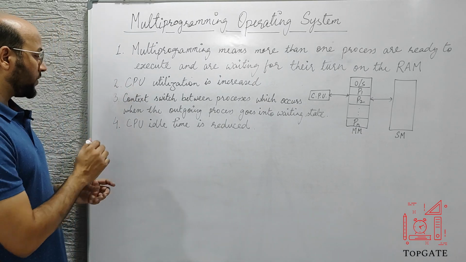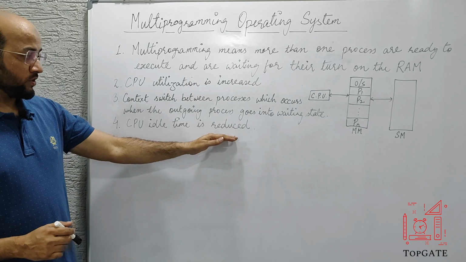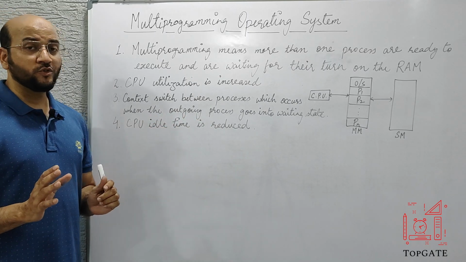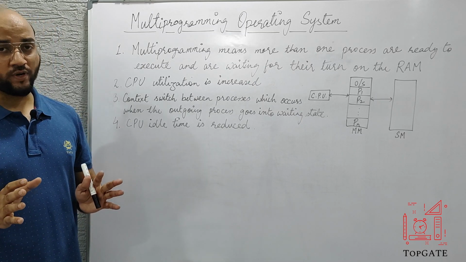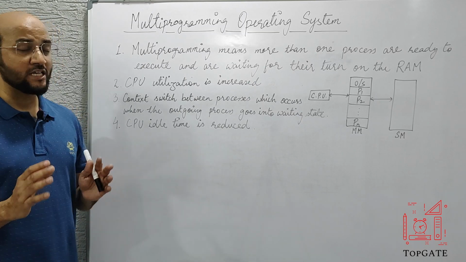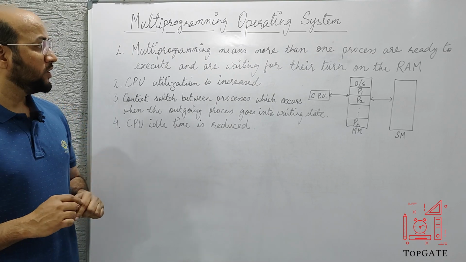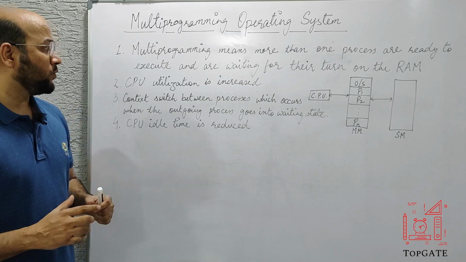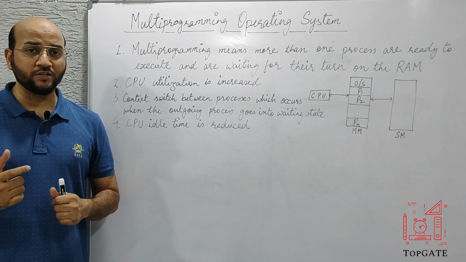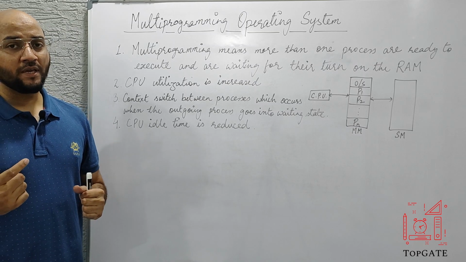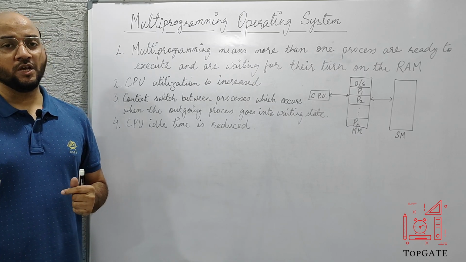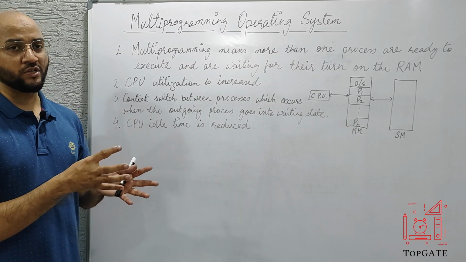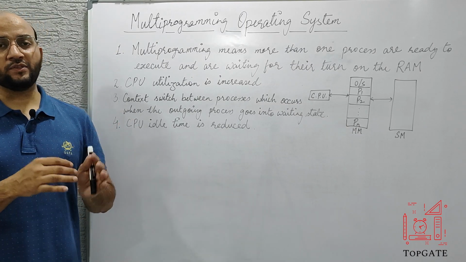Fine. And the fourth one: the CPU idle time is reduced. That is the most important thing here, that we don't want our systems to be idle at any moment of time. We want our systems to be as busy as possible. So the basic idea behind this multi-programming operating system is that we want to increase our CPU utilization, and while one program is doing the input output burst, we don't want our CPU to sit idle. Therefore we take another process from the ready queue and execute it on the CPU.